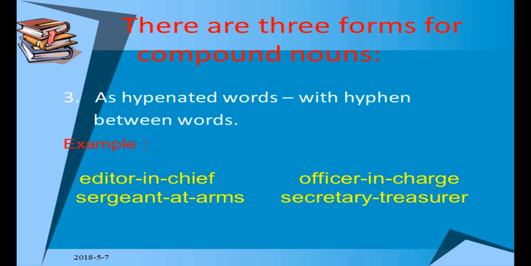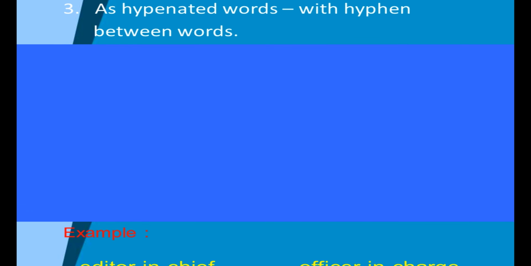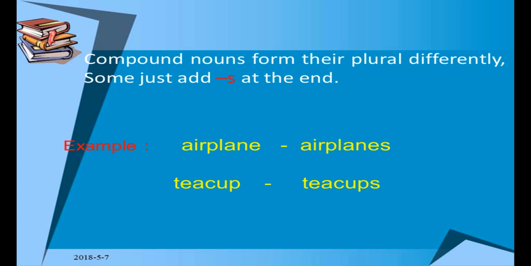Number three, as hyphenated words with a hyphen between words. Example, editor-in-chief, officer-in-charge, sergeant-at-arms, and secretary-treasurer. Compound nouns form their plural differently.